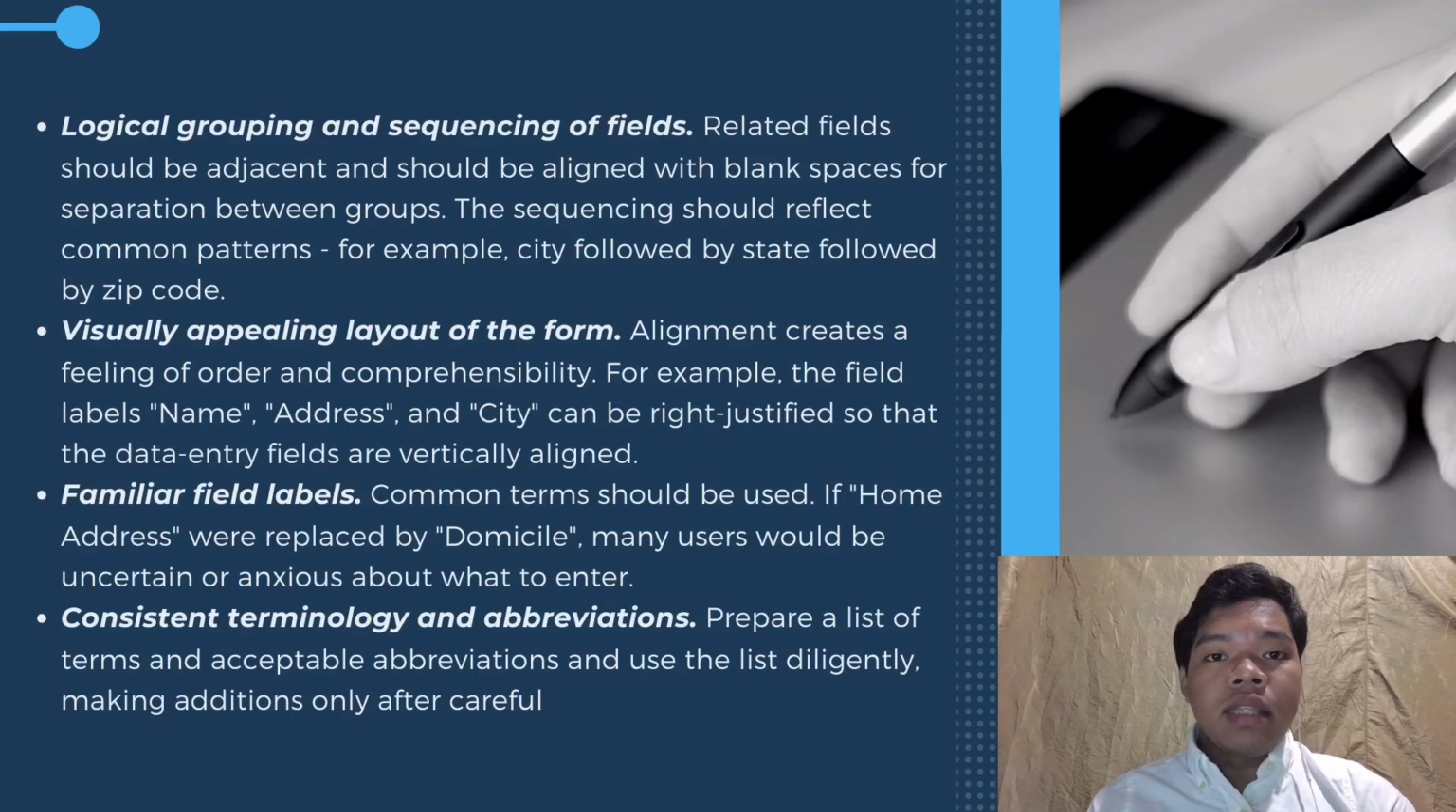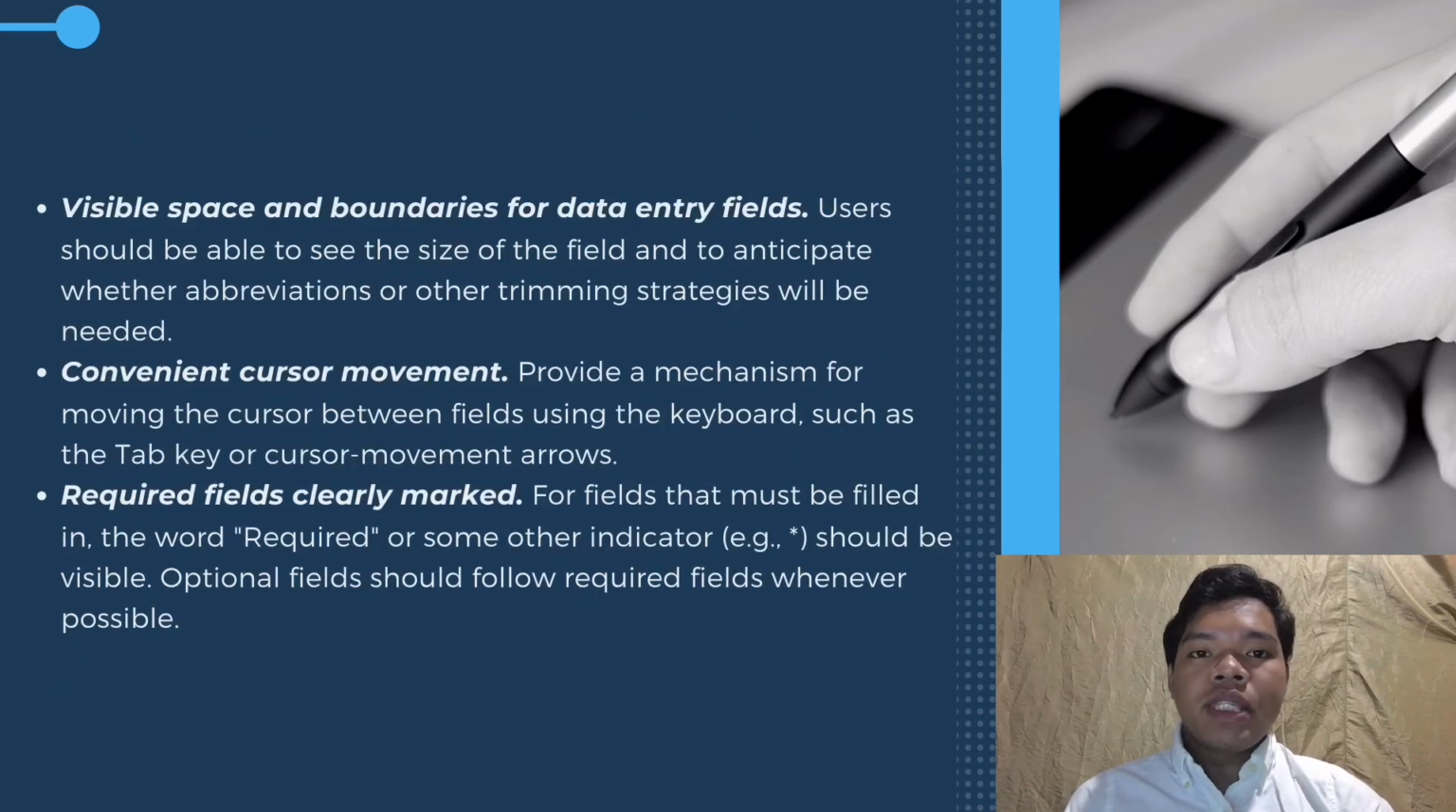Next, consistent terminology and abbreviations. Prepare a list of terms and acceptable abbreviations and use the list diligently, making additions only after careful consideration. Visible space and boundaries for data entry fields. Users should be able to see the size of the field and anticipate whether abbreviations or other training strategies will be needed.